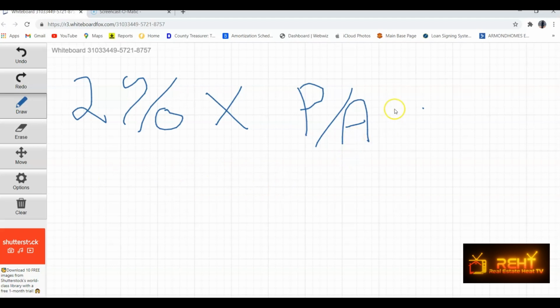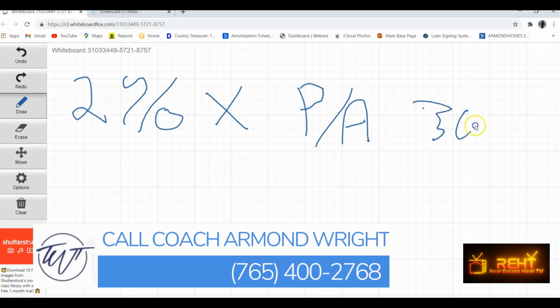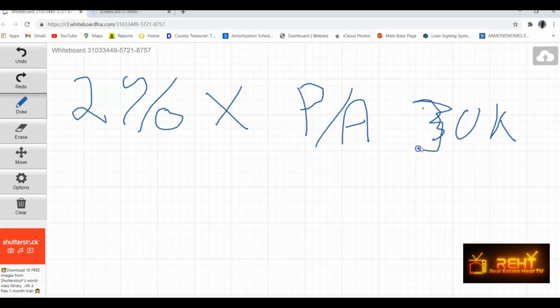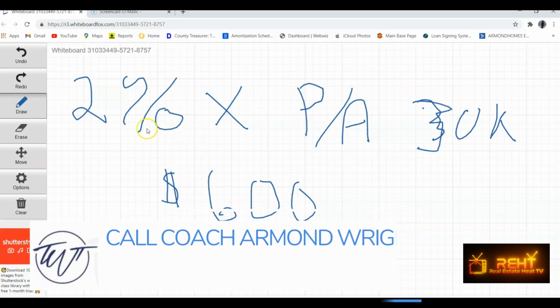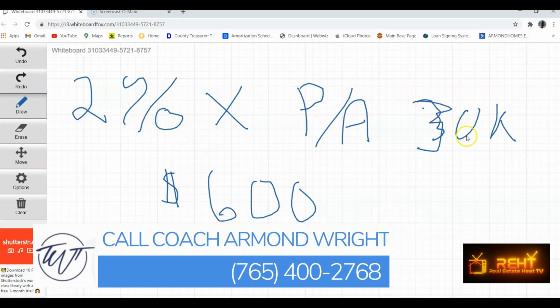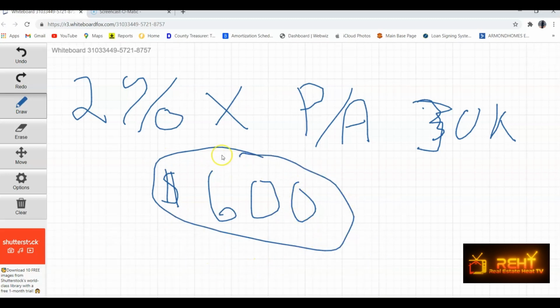Let's put some numbers with it. Let's call this $30,000. You've got to bear with me on the handwriting. You take 2% of $30,000 and you get $600, right? So if the house meets that 2% formula, it'd be a go. If you take 2% times the purchase price and it gives you the monthly rent, they call that a go.